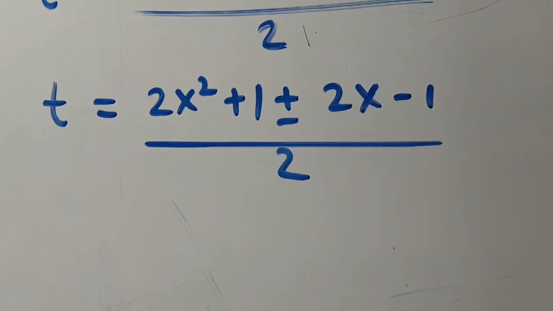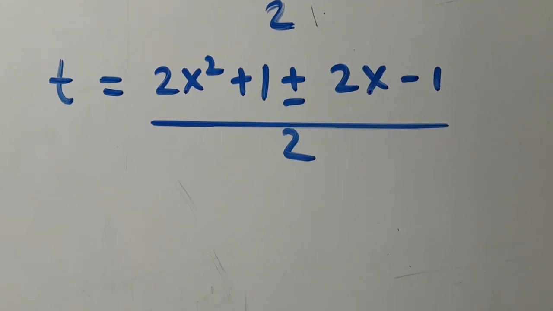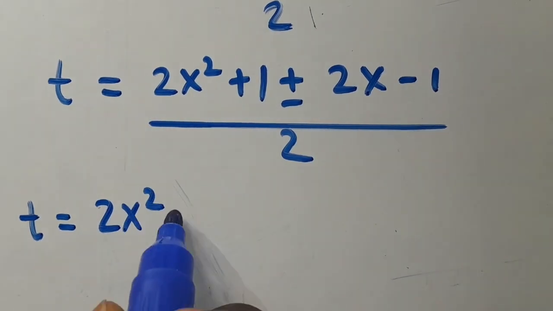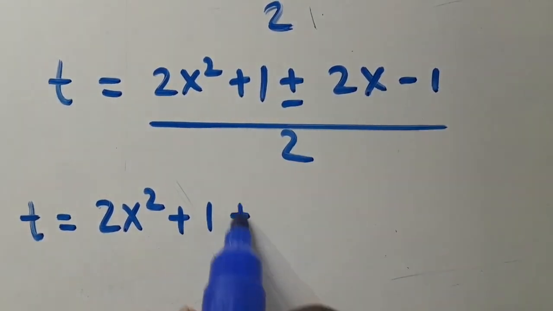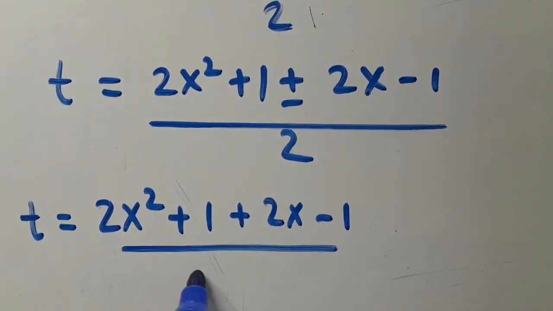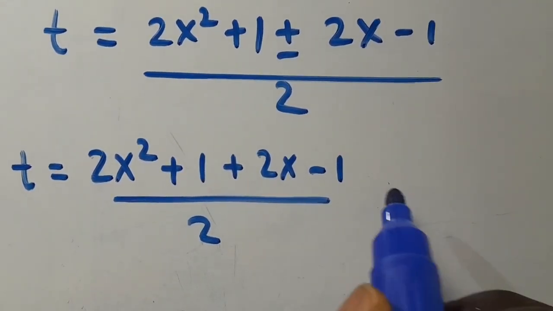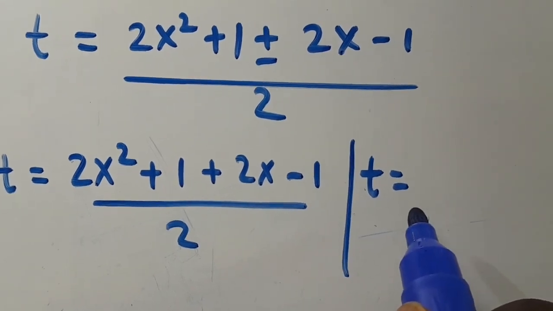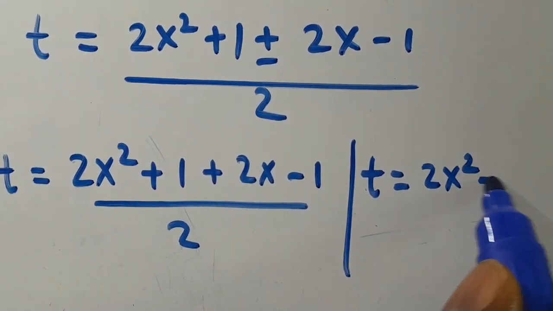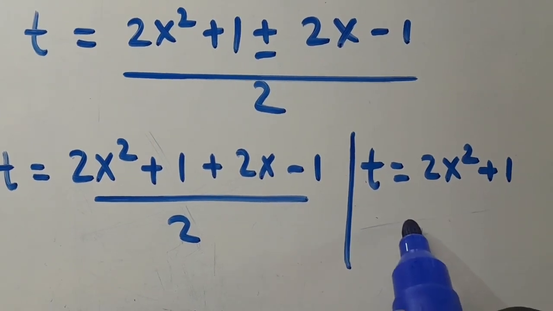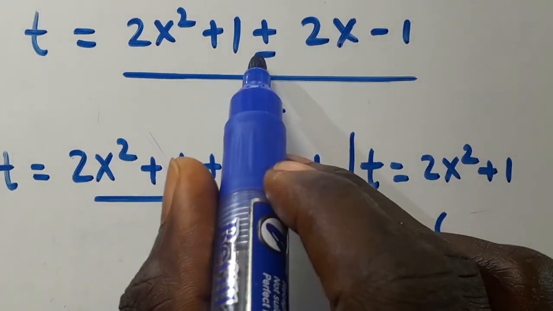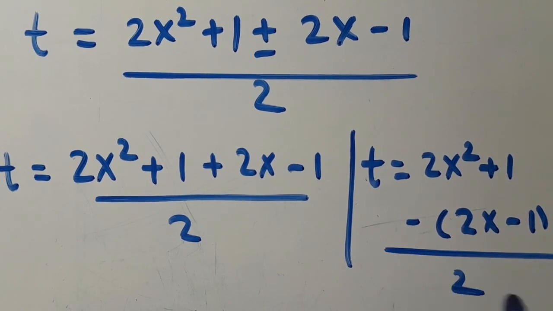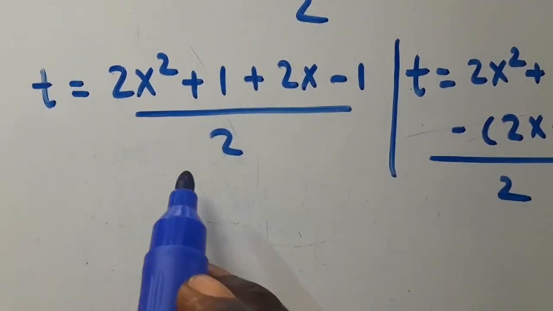Then from here, we have two options. We have first t equals 2x squared plus 1, let's take plus 2x minus 1 divided by 2. Let's call this one first one. Again, we also have t equals 2x squared plus 1, then minus, when we take minus into 2x minus 1, we close the bracket, all divided by 2. But let's go along with this one first.